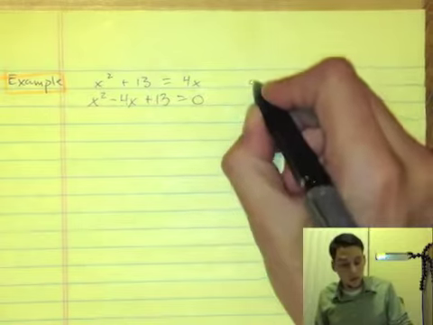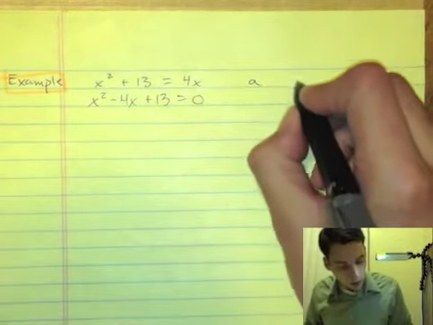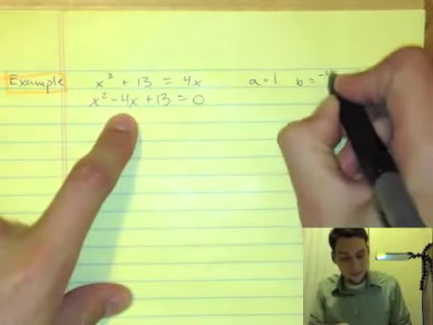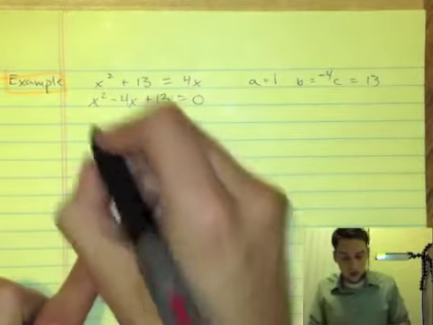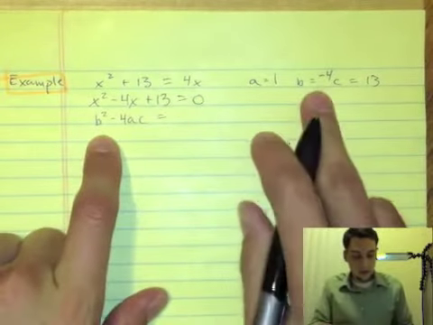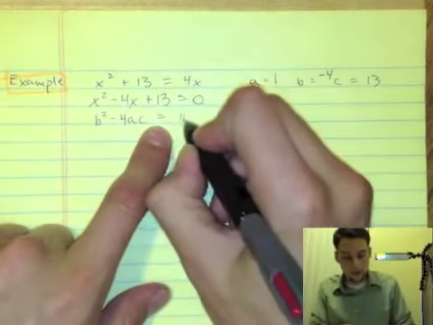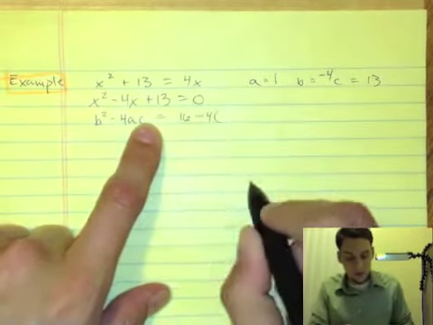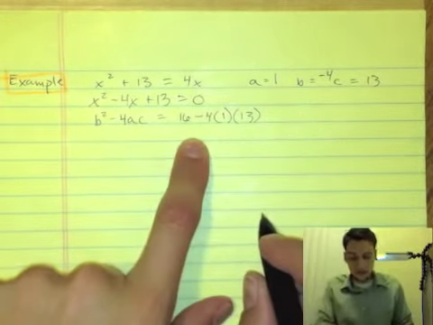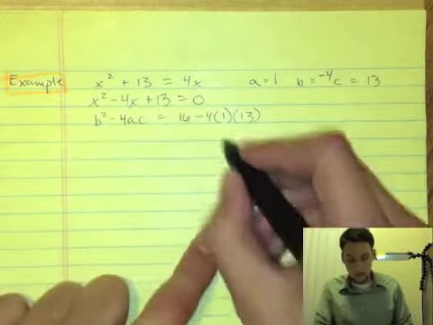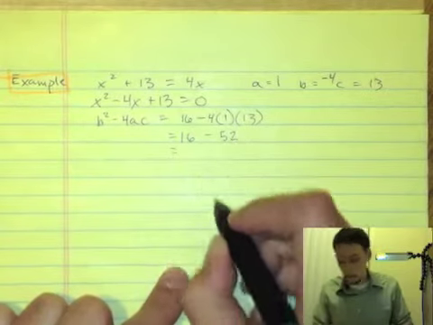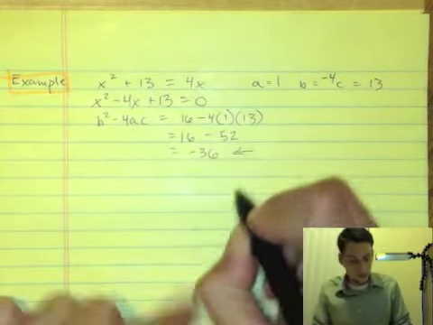All we have to do is find A, B, and C, and then the discriminant, and we're done. A is 1, B is negative 4, C is 13. So the discriminant, which is B squared minus 4AC, equals negative 4 times negative 4, which is 16, minus 4 times A, which is 1, times C, which is 13. 4 times 13 is 52. So 16 minus 52 equals negative 36. This is a negative number.